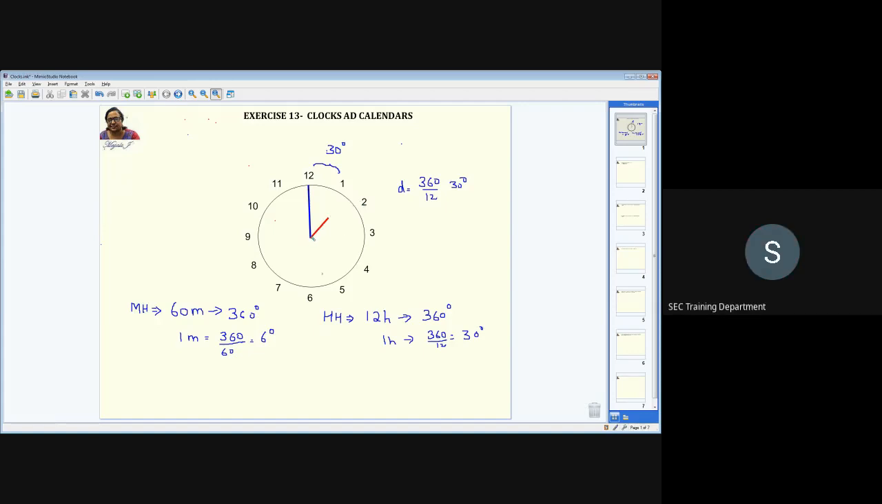Imagine it is exactly 2 o'clock. Exactly 2 o'clock means the hour hand will come exactly at 2. Correct? This is the time we said 2 o'clock. At 2:30, you know the minute hand will come here. At that time, where is your hour hand? Will it be at 2? No, ma'am. Correct, in between.